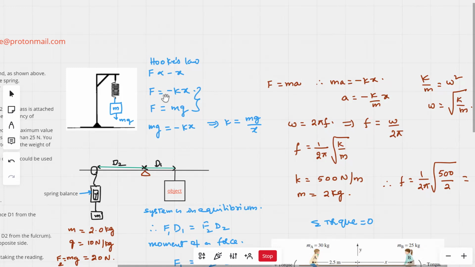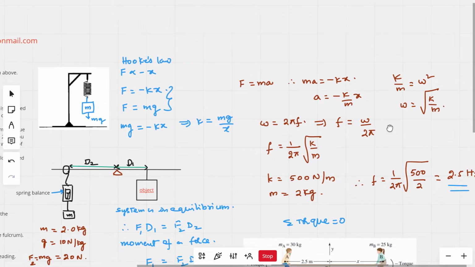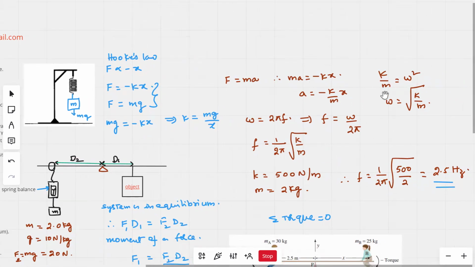As the left hand sides are same, I can equate the right hand sides. Therefore, MA is equal to minus KX, or A is equal to minus K by M times X, where K by M is equal to omega square, another constant. Therefore, omega is equal to square root of K by M. So this is the condition for the simple harmonic motion. What is the condition? The acceleration should be proportional to displacement. A is the acceleration and X is the displacement.